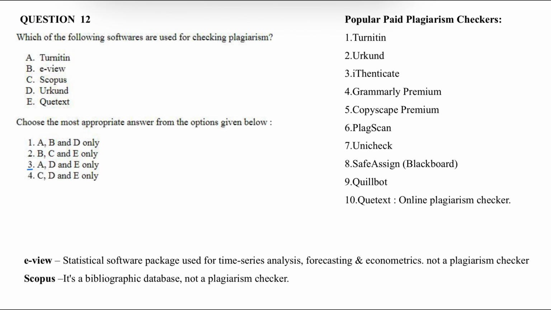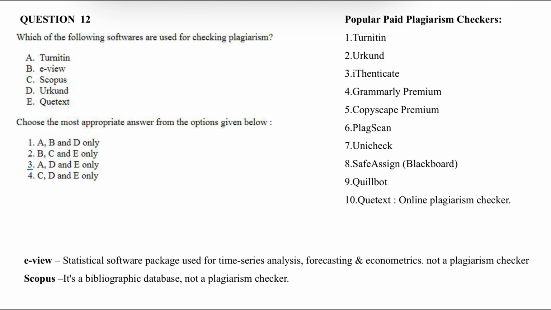Next question. Which of the following softwares are used for checking plagiarism? A. Turnitin, B. eView, C. Scopus, D. Arcund, E. Qtext. Choose the most appropriate answer from the options given below.